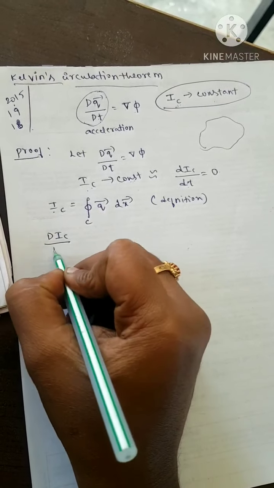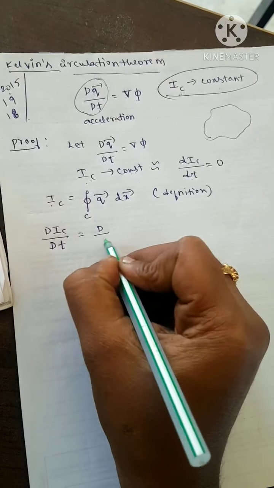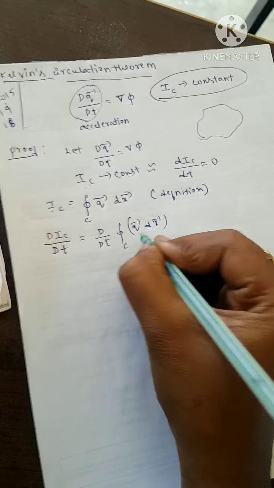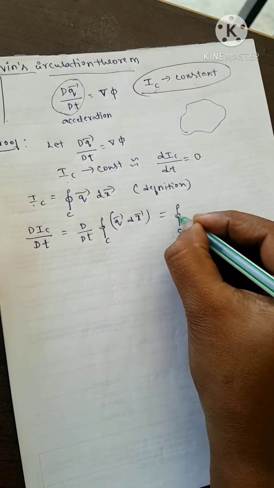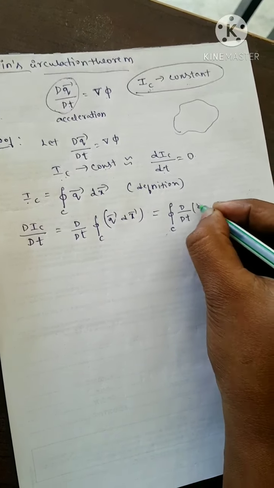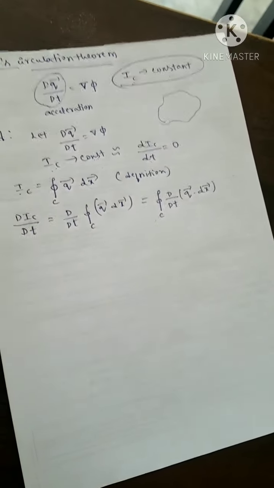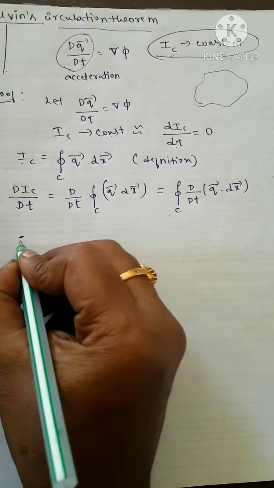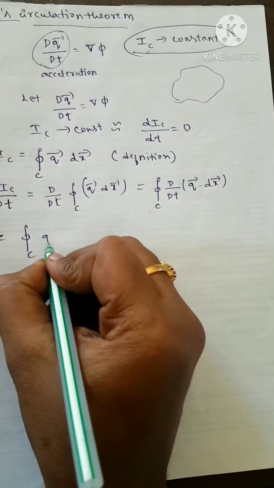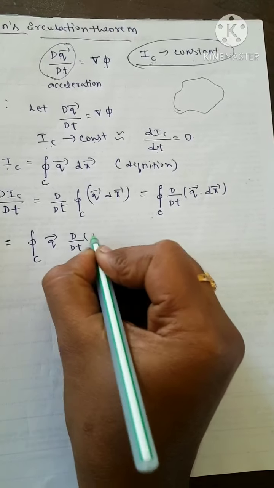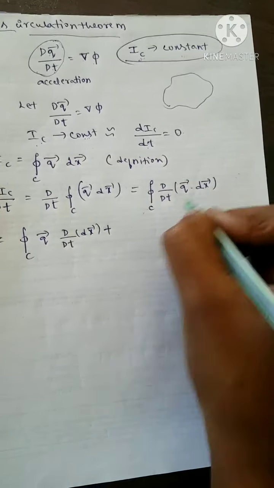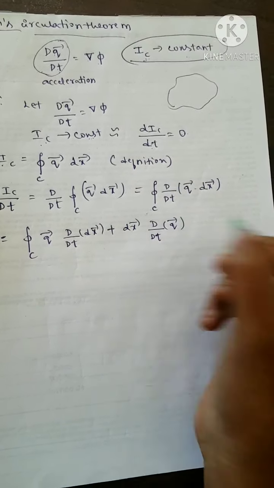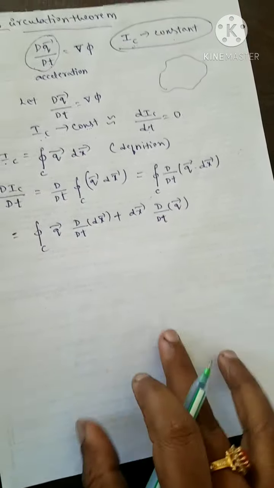dΓ/dt will be equal to d/dt of the integral of q·dx. So let me take the derivative inside. Fine. Now you can notice that here you have two functions, so I can apply the product rule. First function q into differentiation of the second function, plus second function into differentiation of the first function. I am just applying the product rule for this one.